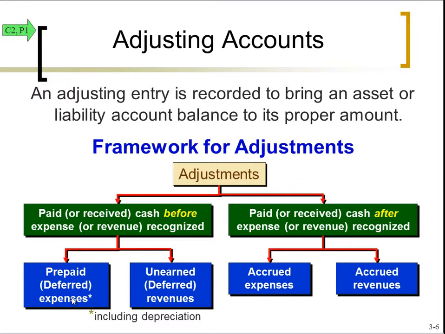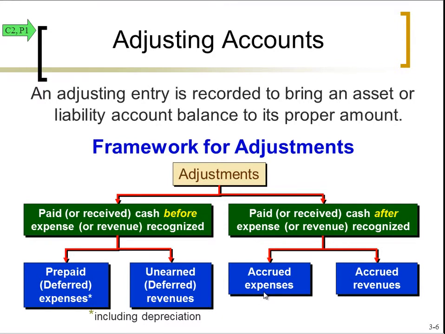Depreciation is the other example, and we'll see that in just a bit. So now let's move over to the right-hand side. We have our accrual type entries. So we have accrued expenses, sometimes referred to as accrued liabilities because the entry deals with an expense and a liability. Then we have accrued revenues, sometimes referred to as accrued assets, because we're recognizing the revenue and it is an asset at that point as well.